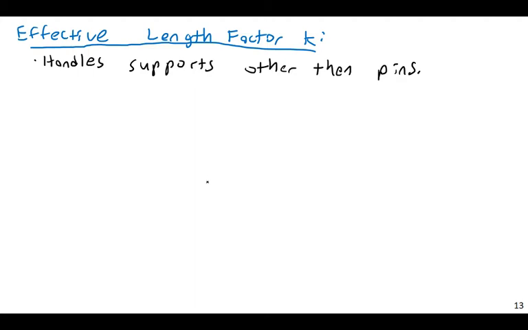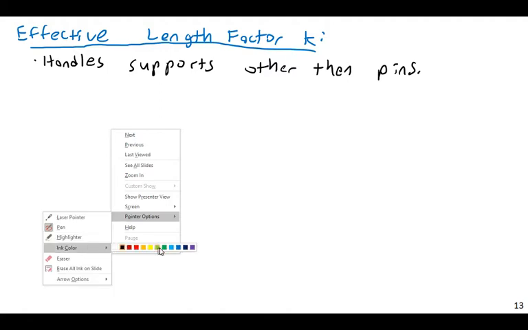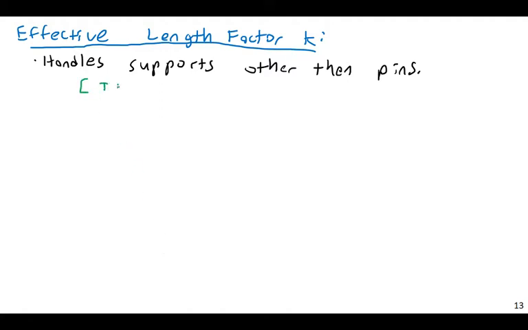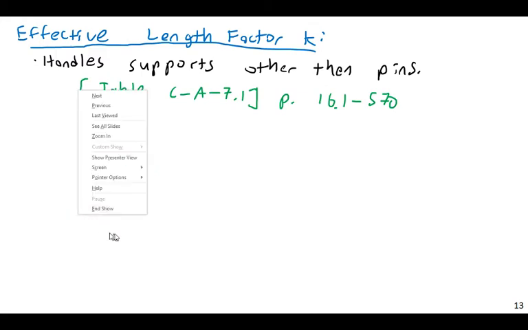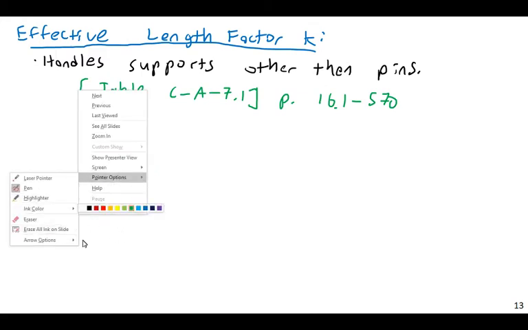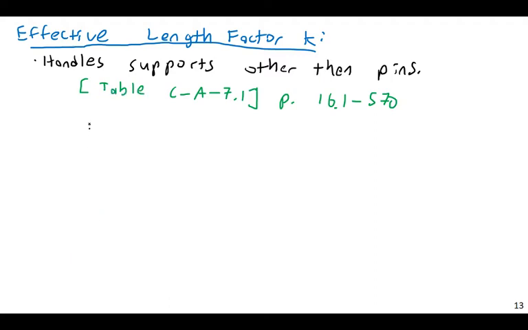If you look here, there are a variety of supports, and this is actually described in a table. Actually, let me give a different color for this. In the AISC code, this is found in table C-A-7.1, on page 16.1-570 of the 15th edition of the AISC manual. Okay, so how does this work though? Basically, there are theoretical K values, and then there are code K values. First of all, you could have your pin, and that's the one we've already discussed here.